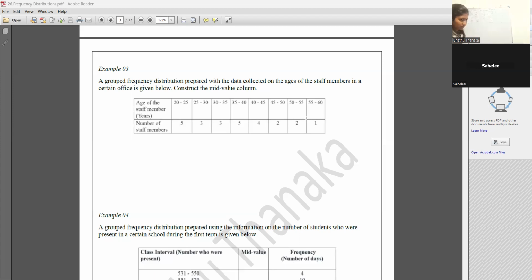It is 22. Yes, 22. Very good. Now we got the answer for the mid values. The frequency column is already given, so now I have the frequency column.